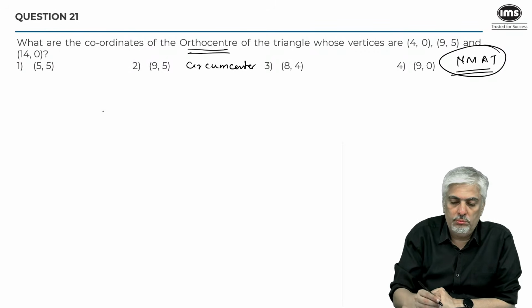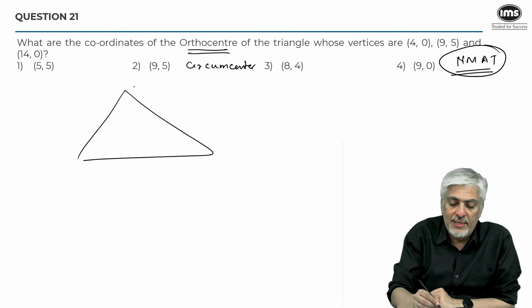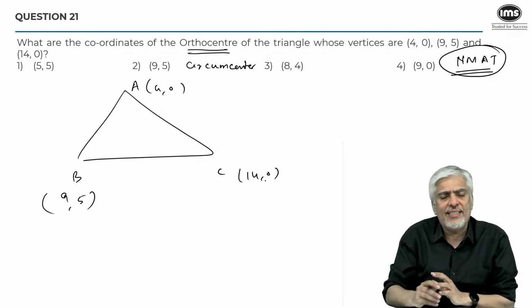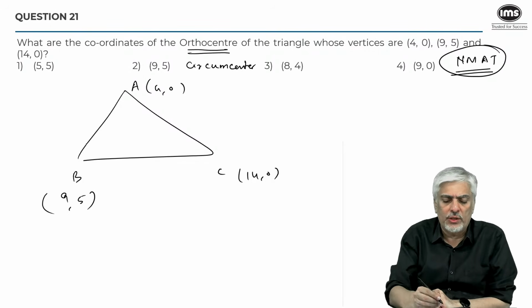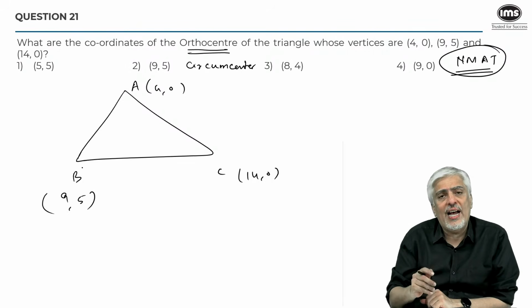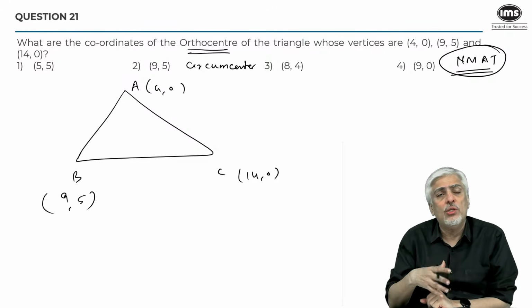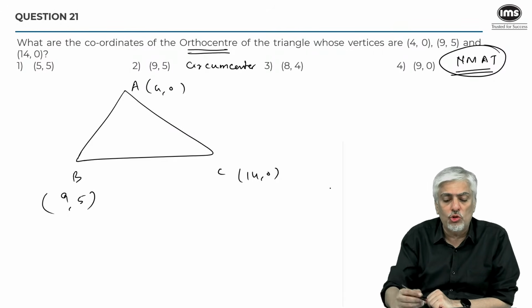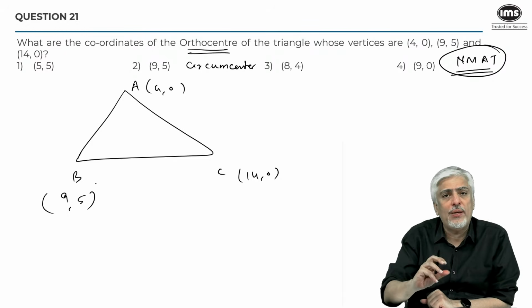So I just took randomly the 3 points, let's call them A, B, C. A was (4, 0), B was (9, 5), and C was, say, (14, 0). I didn't decide where the right angle is or anything. What I did was I found the slopes. If you want to find sides, you can also find sides, which is also pretty fast. If you're very good with calculations, sides can be done orally. So let me explain both the approaches.